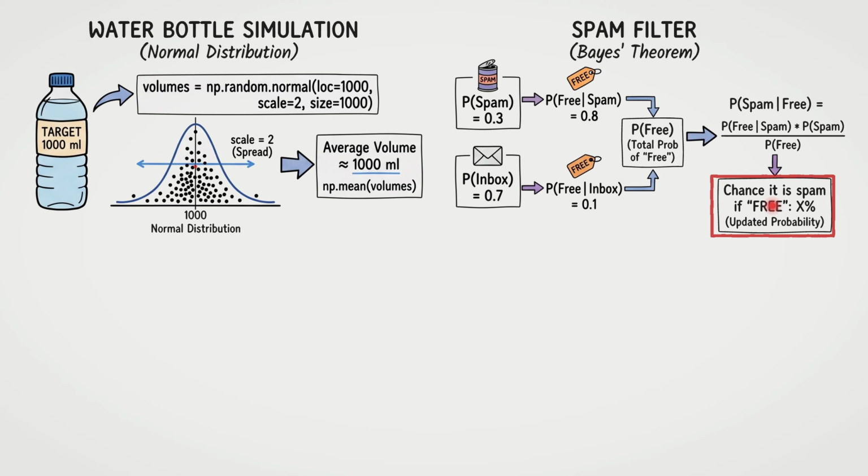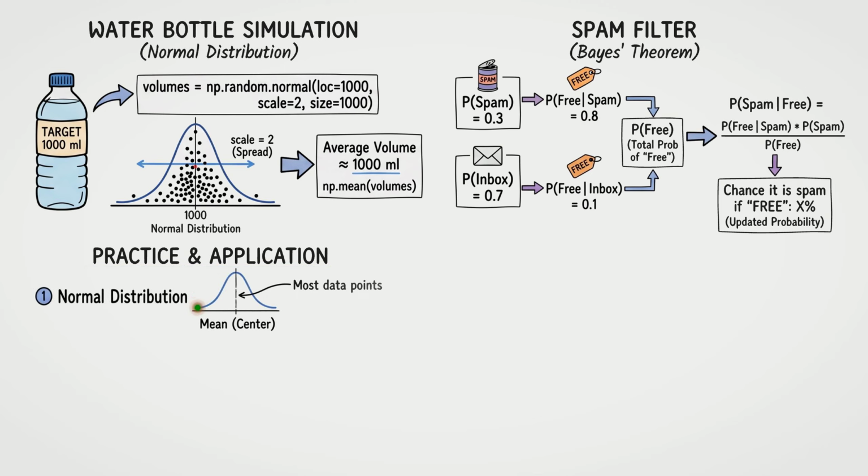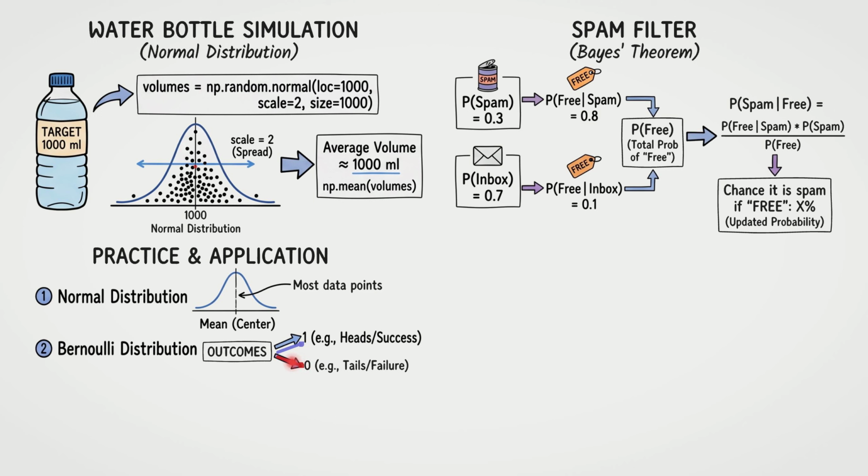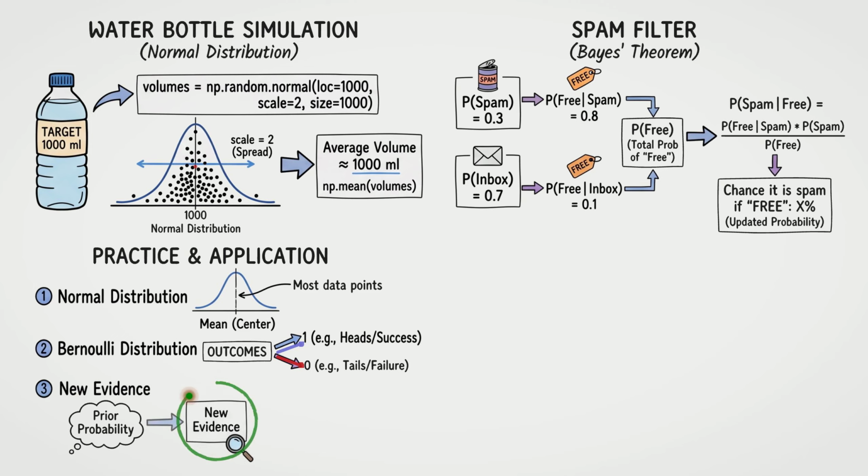To really lock these concepts in, let's quickly review in our practice and application section. First, remember that in a normal distribution, most of your data points live right here, near the center, the mean. Second, for a Bernoulli distribution, you don't get a continuous curve, you get just two strictly defined outcomes, like a 1 for heads or success and a 0 for tails or failure. And third, the entire heart of Bayes is taking your initial guess, the prior probability, combining it with new evidence you observe, and generating an updated, smarter posterior probability.